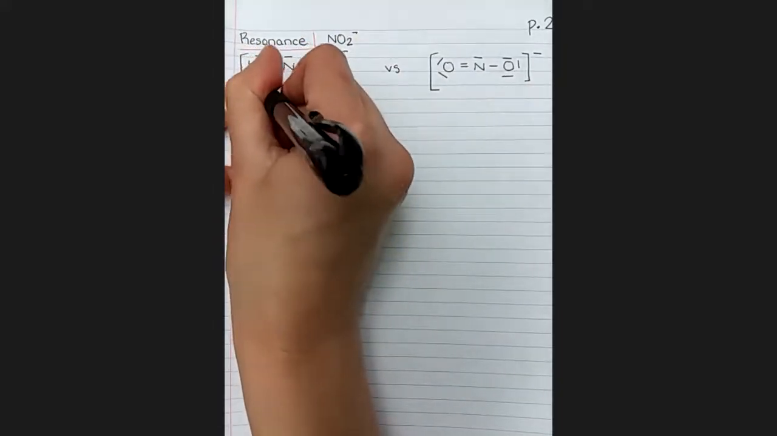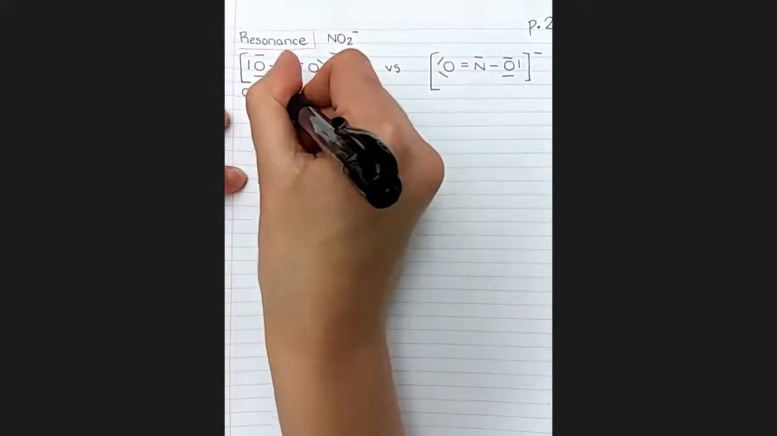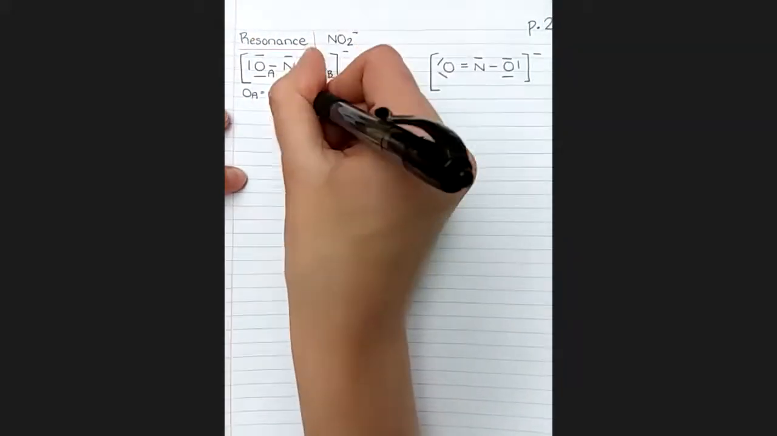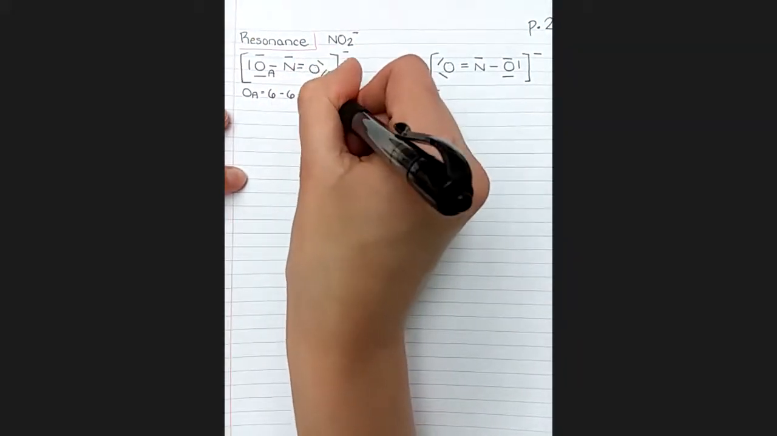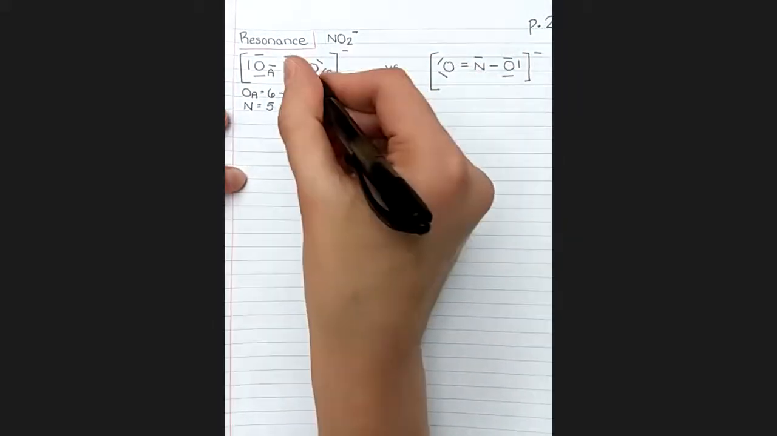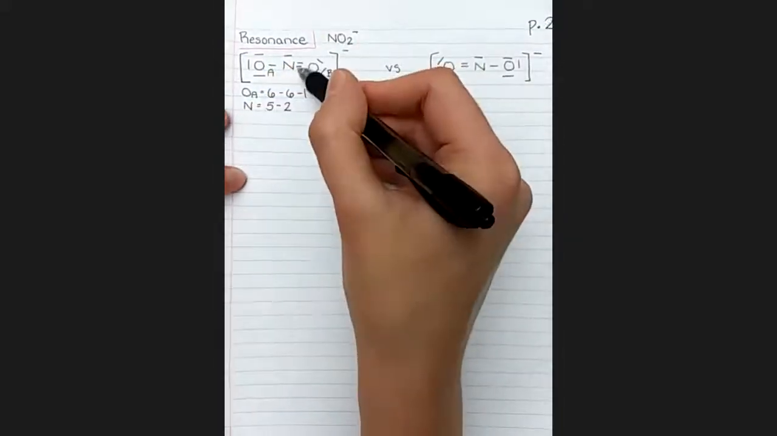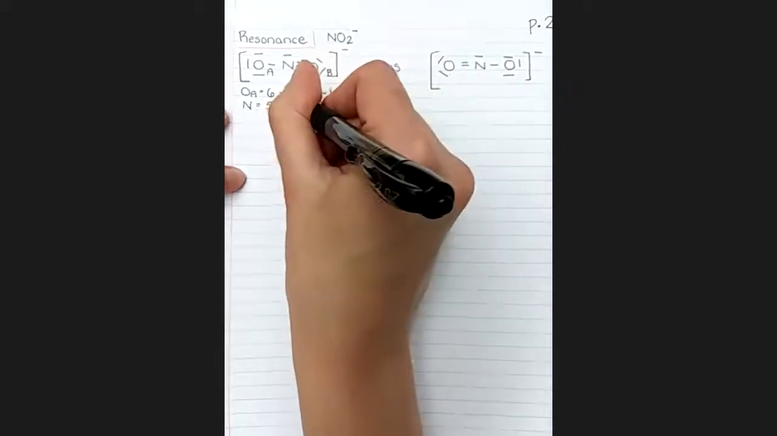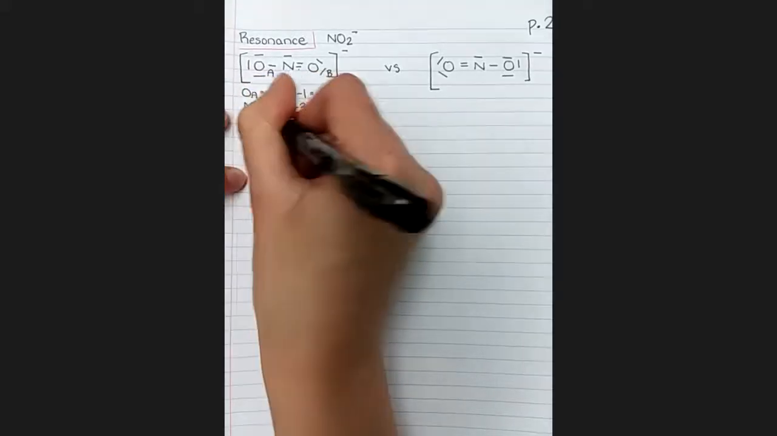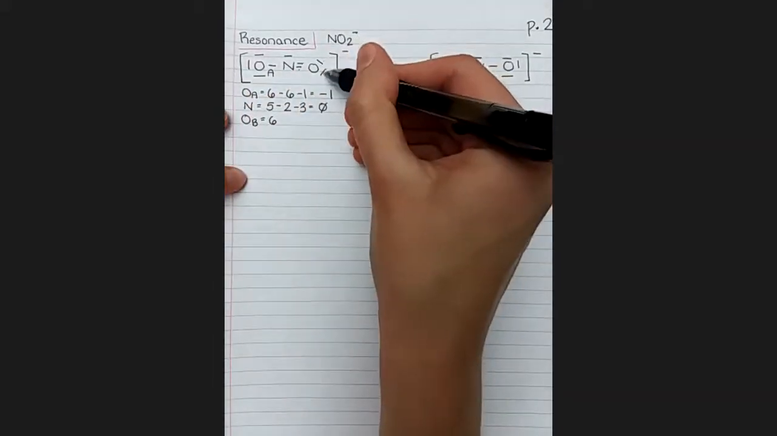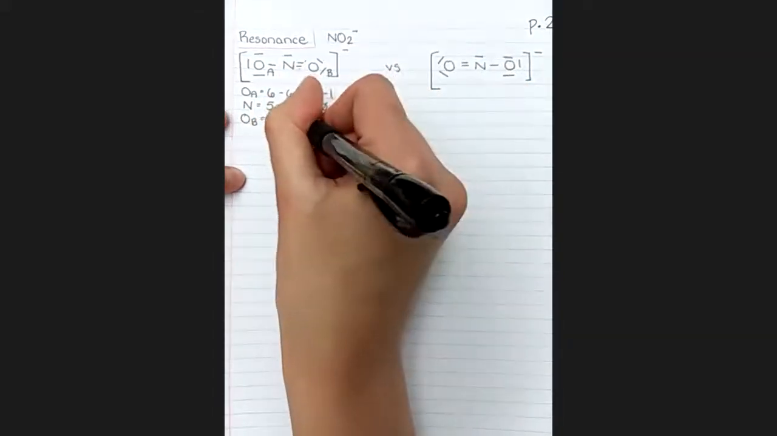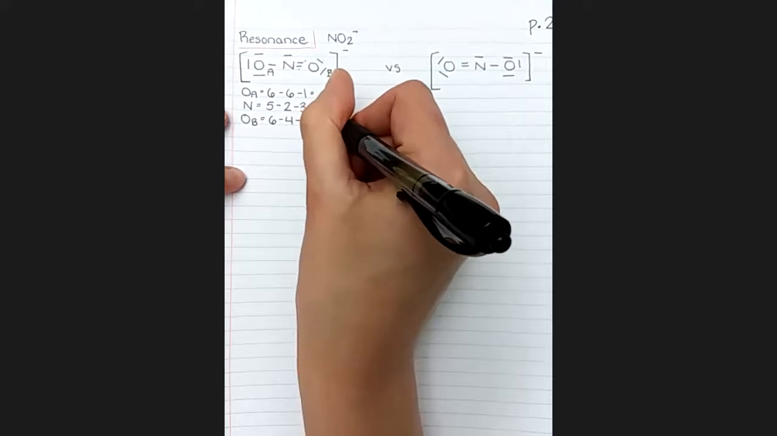So for oxygen A, we have 6 valence electrons, minus 6 lone pair electrons, minus 1 bond, is a formal charge of minus 1. Nitrogen has 5 valence electrons, minus 2 lone pair electrons, minus 3 bonds, is a formal charge of 0. For oxygen B, we start with 6 valence electrons. We subtract out 4 lone pair electrons and 2 bonds. Formal charge of 0.